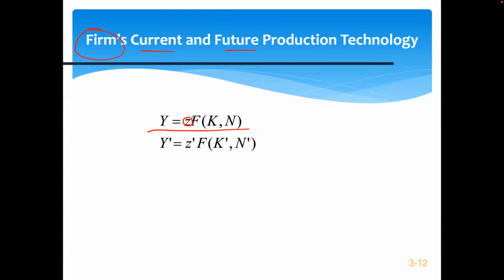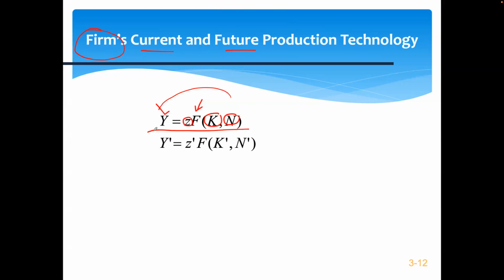Or simply this is just a level of technology, right? F is a production function. So F essentially is the way we convert K, which stands for capital, and N, which stands for labor. So that's the way we convert K and N into goods, final goods. So that's the production function.